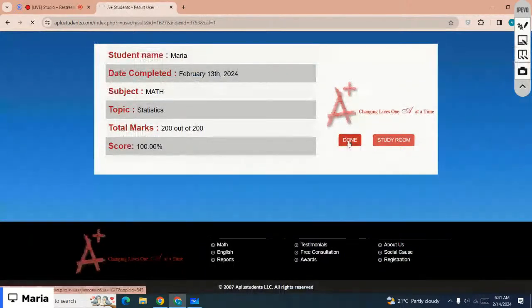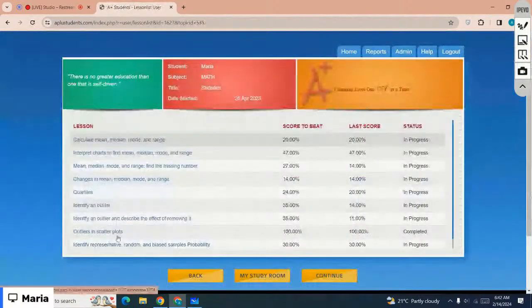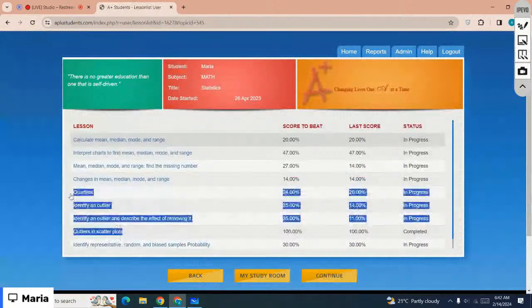So, we were working on grade 8 math. The chapter we are working on is statistics, and the lessons we have covered today are quartiles, identify an outlier and describe the effect of removing it, and then outliers in scatter plots. So please make sure before the next session you complete all the practice questions for the lessons we did today. That is your homework until the next session, right?